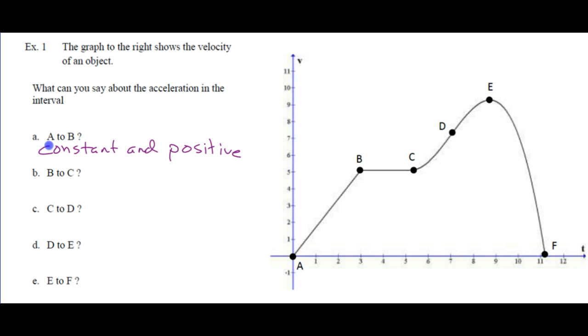From b to c, the acceleration is 0. What's that doing to the velocity then? Yeah, the velocity will remain constant, whatever it was. From c to d, it's increasing, so let's say positive and increasing, right? So positive and increasing.